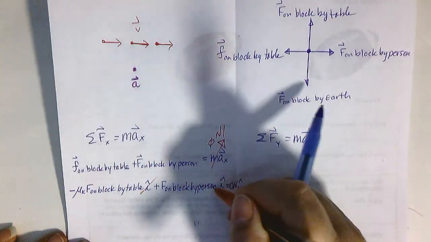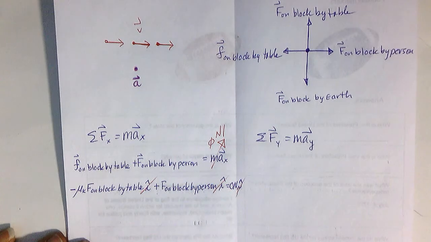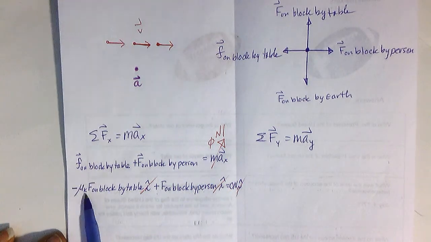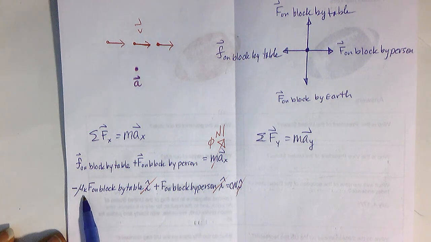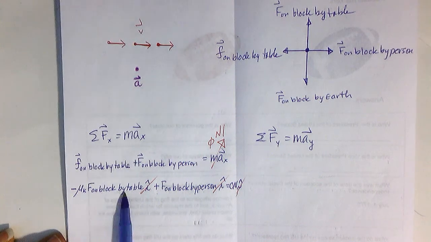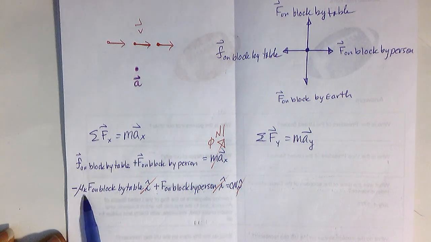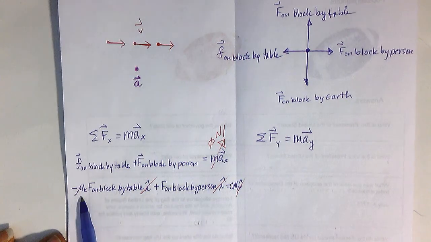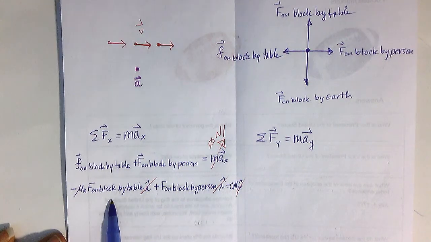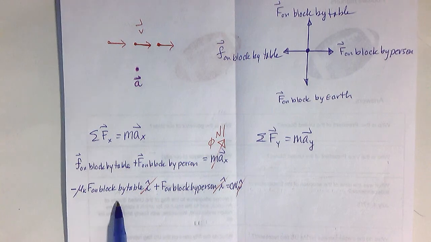Okay, so the i-hats cancel out. And now I'm ready to solve for, let's see, what are we solving for? We're solving for the coefficient of friction and the normal force. Well, I don't have the normal force yet. So I'm going to leave this as it is because I have two unknowns. I don't know what the coefficient of friction is, and I don't know what the normal force magnitude is.